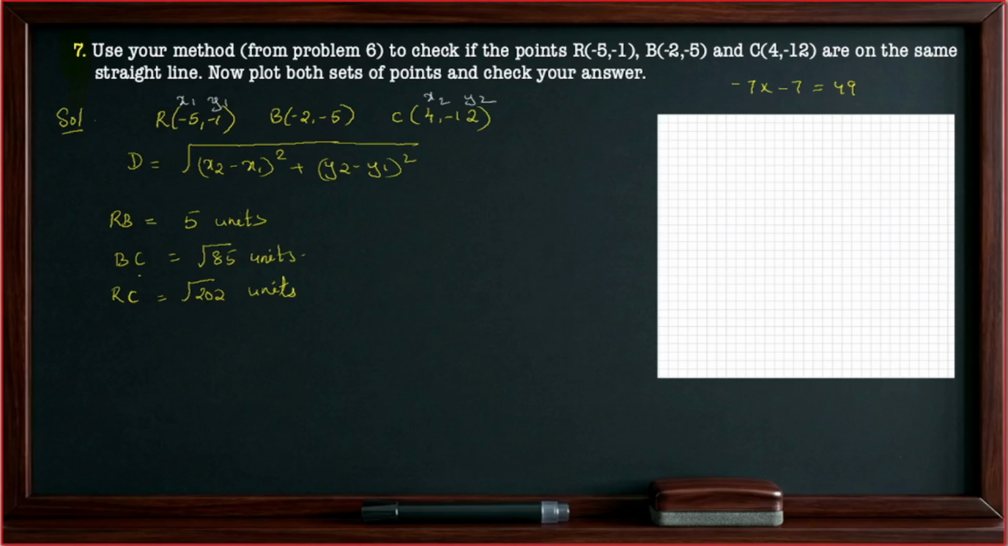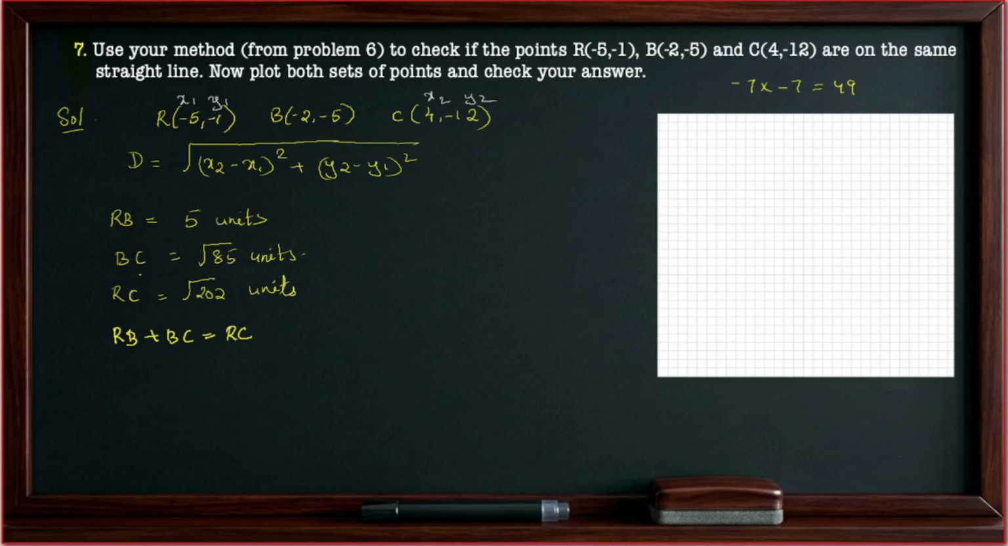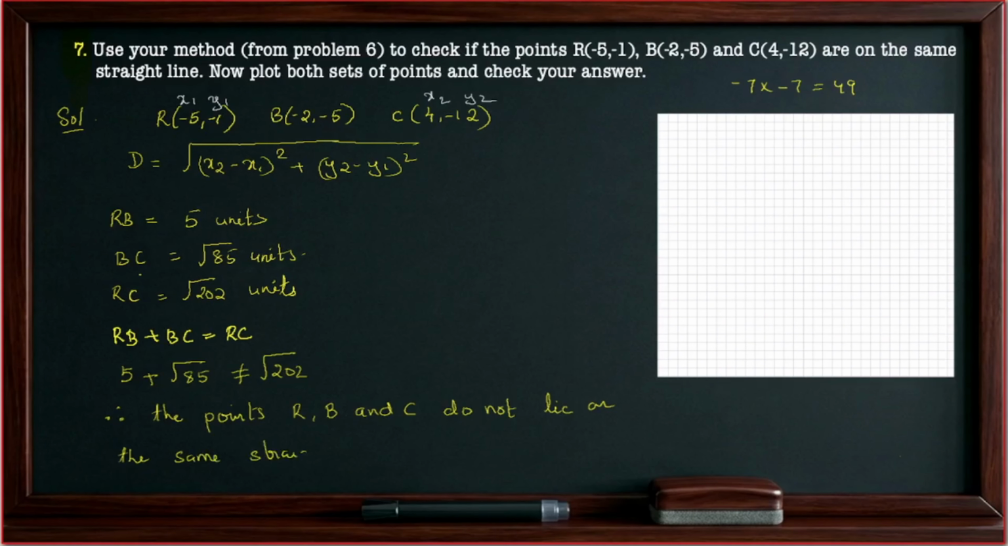So here RB plus BC should be equal to RC. This is the condition that should be satisfied. When we substitute the value of RB, which is 5, 5 plus BC, which is root 85, is clearly not equal to root 202. If this were equal, we could say the points R, B, and C lie on the same straight line. But here this is not equal. Therefore, we can write that the points R, B and C do not lie on the same straight line.